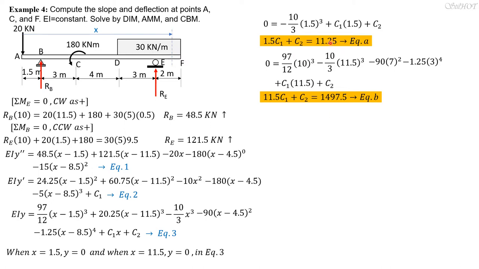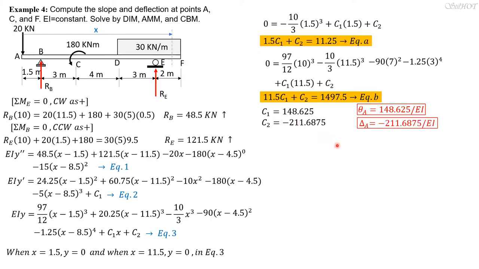So we can now solve the two equations simultaneously. You may subtract the two equations, so eliminate c sub 2 and solve for c sub 1, then substitute into equation A, and we can solve for c sub 2. By doing that, c sub 1 equals 148.625 and c sub 2 is equal to negative 211.6875. So remember, c sub 1 is theta A, divided by EI. So 148.625 over EI, and delta A is negative 211.6875 over EI. You may express your answer as 148.6, rounded off to 4 significant figures, and negative 211.7 over EI for delta A.